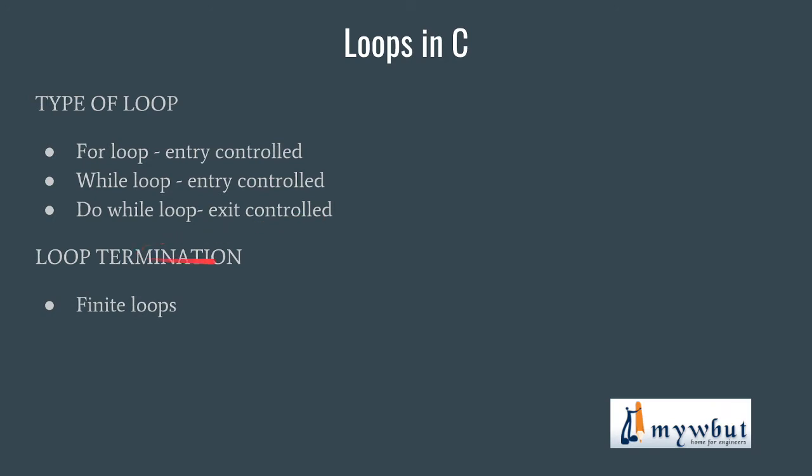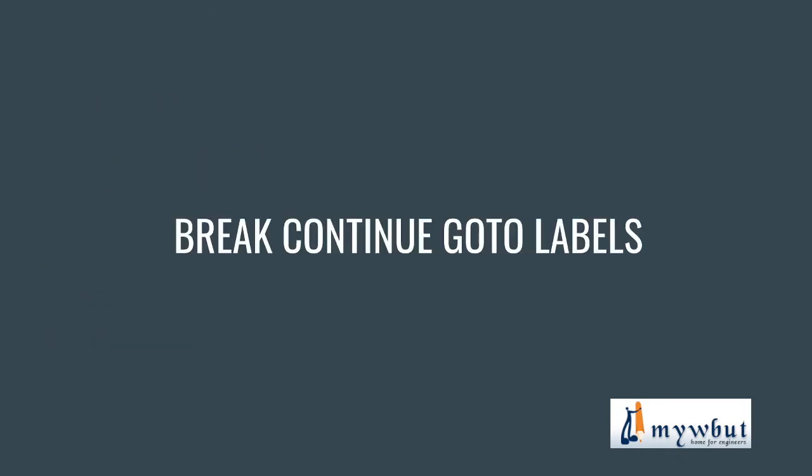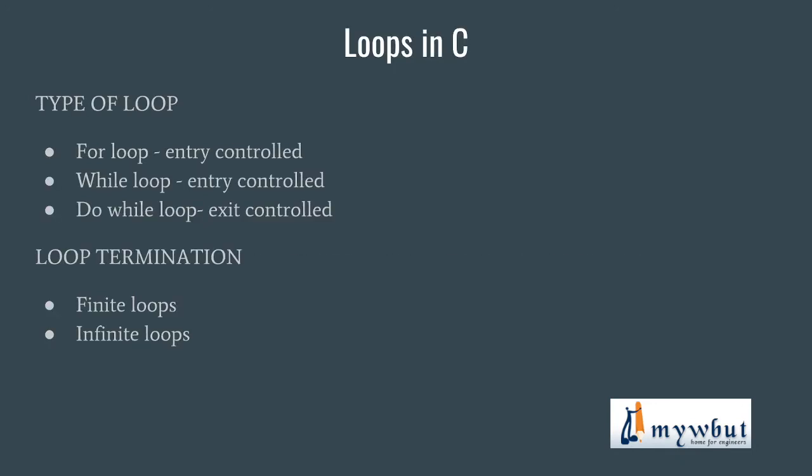Now we have loop termination. Loops are of two types, finite loops and infinite loops. Finite loops are those which terminate after executing for a certain amount of time, and infinite loops are those which never end. Okay, so that is more or less what we will be discussing in this video. So let us get started with the code.